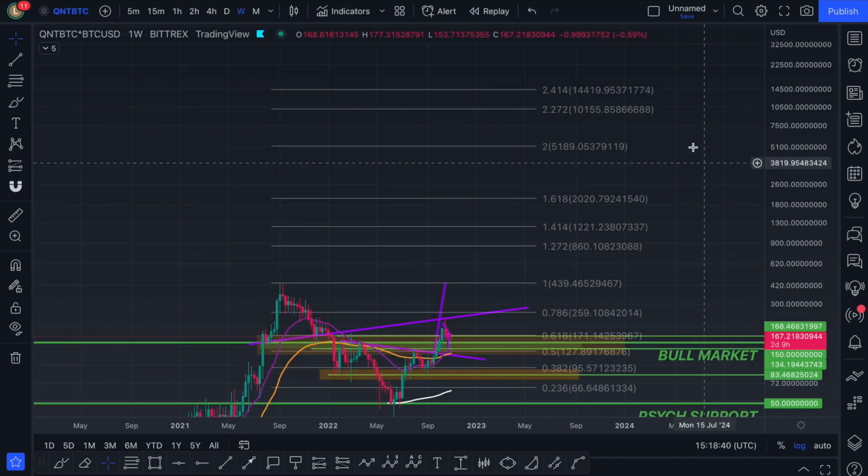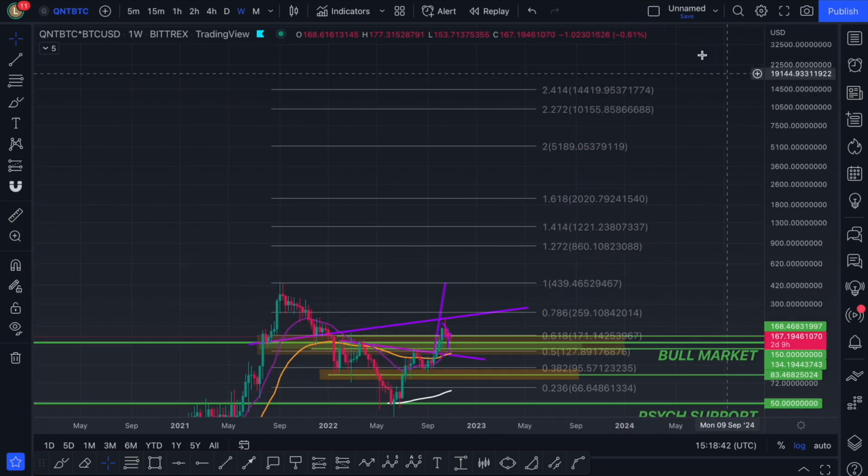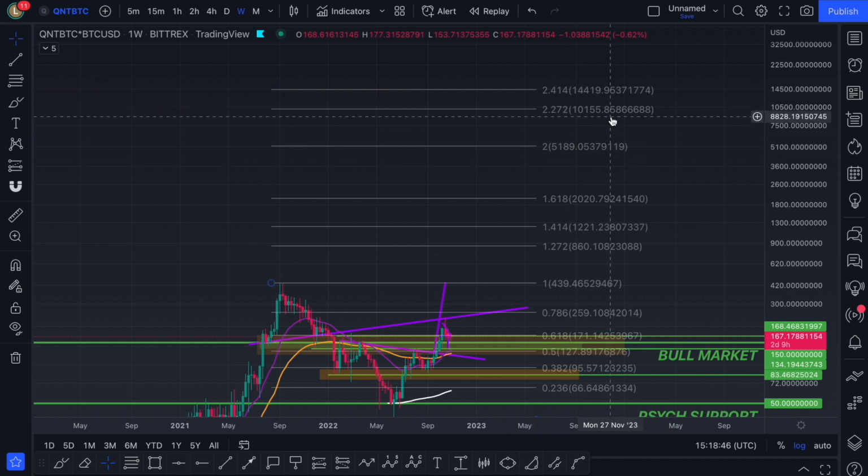Again, in the future, we do believe this target is going to be met. I'm just not too certain. Of course, I'm not going to get overexcited. I understand the fundamental side. Yes, I do believe Quant will eventually be up here one day. It's just in this next leg up, I don't think so.